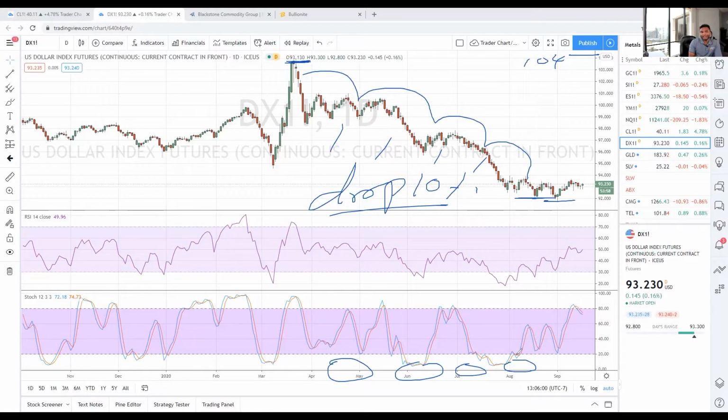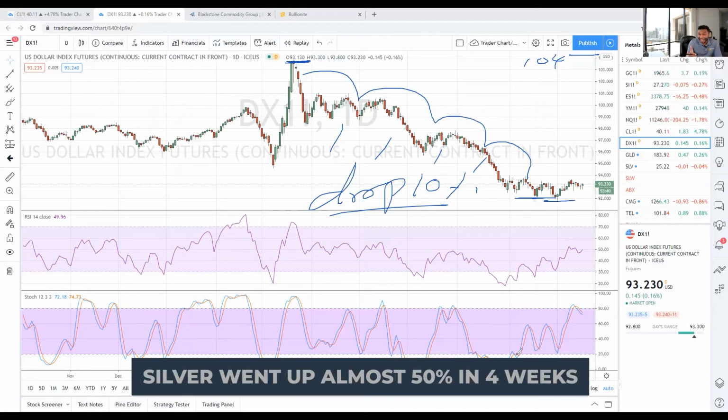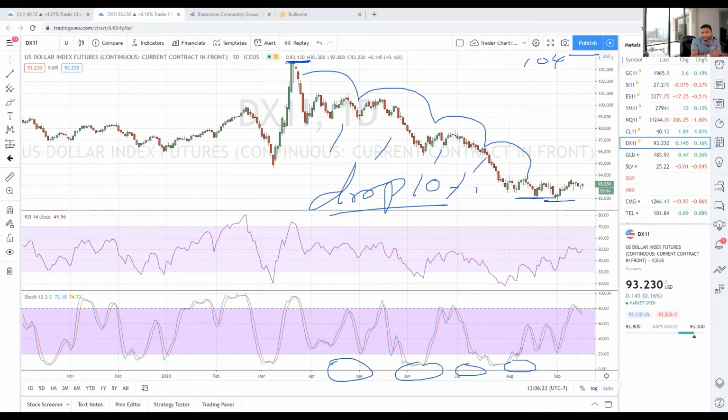That's a big deal. The other thing to keep in mind is anything that's denominated in dollars, meaning priced in dollars, probably went up significantly during that time. This is the reason why gold went to a record high. Priced in dollars, when the dollar was dropping, gold went up significantly. Silver went up almost 50% in about 4 weeks, or maybe 5 weeks. It went from 20 to 29.91, almost 30, in about 4 weeks. Why? Because the dollar is collapsing.